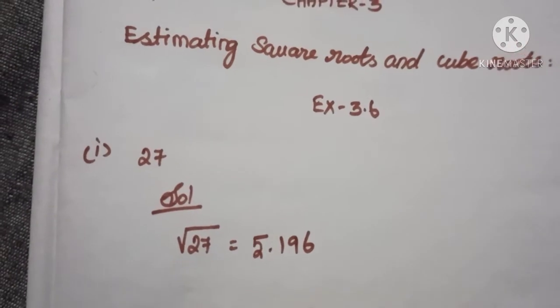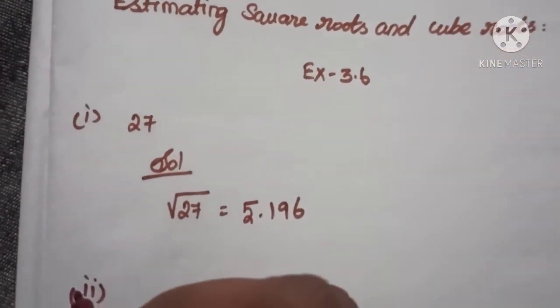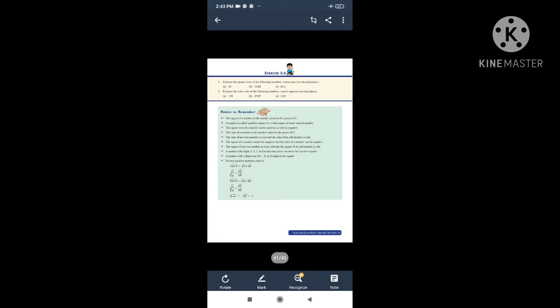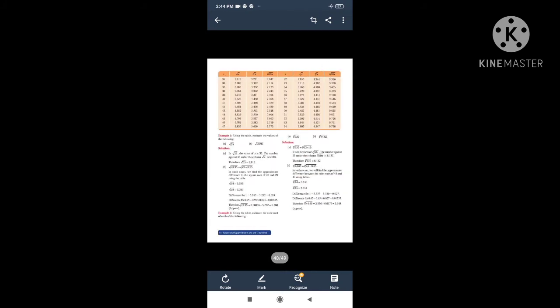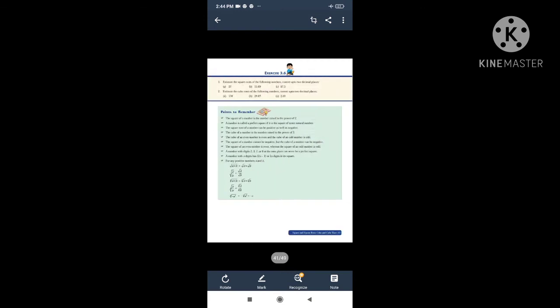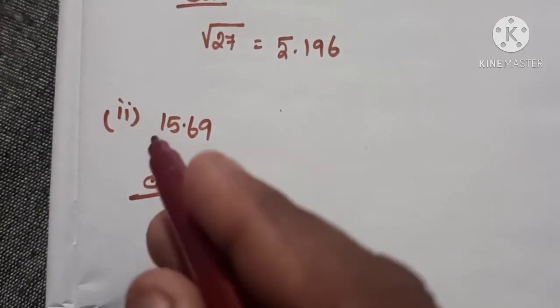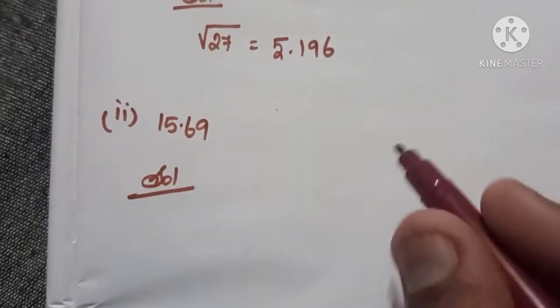So next question. First main, second question is 15.69. We need to find the same square root, now with decimal values. So you can observe the first example, example number 1, A and B, which is equal to the first Roman of this exercise. So by using the table you need to find it. For 15.69, to find the square root you need to separate the integral part and the decimal part like this.